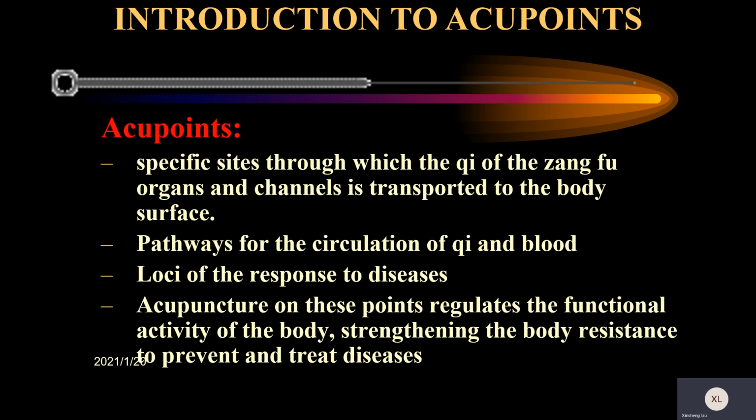So what are acupoints? How to define acupoints? The traditional definition is specific sites through which the qi, the energy of the zang-fu organs and the channels, is transported to the body surface. From modern medicine, you understand acupoints can really deliver a lot of signals. The acupoints can regulate body energy levels and regulate the organ functions.